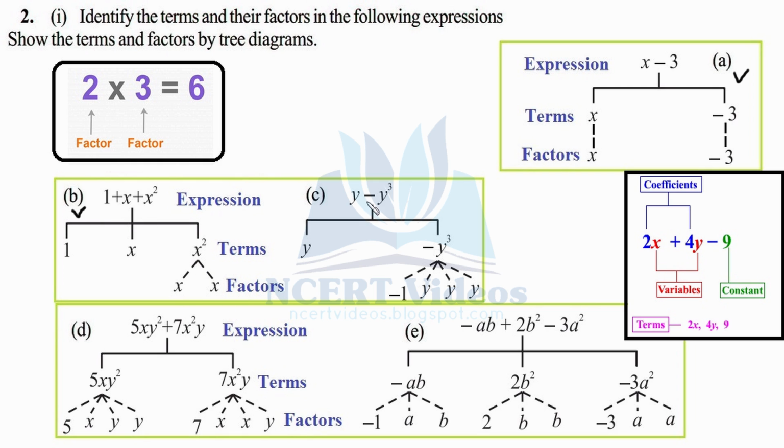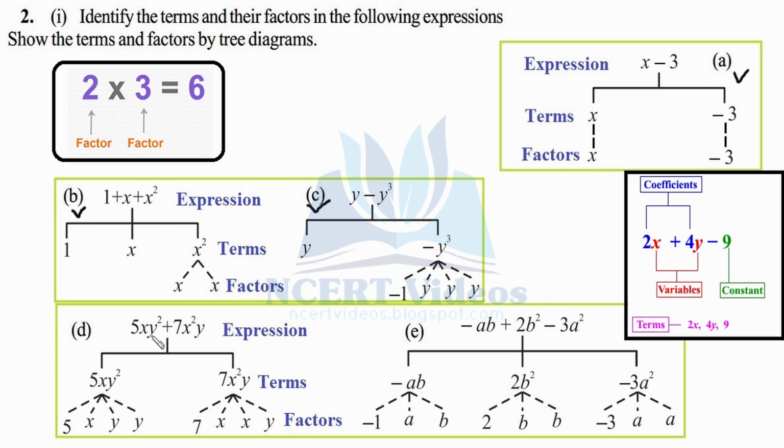That's B. C, y minus y cubed. So this is the expression, and terms are y and what here? Minus y cubed. Not only y cubed, it is minus y cubed, because when we add them, it will be y plus in bracket minus y cubed, and plus minus we give minus. Therefore, always remember to write the negative sign to form a term. So here we have 3 factors, minus 1, and here we have 3 y's because it is y cubed. So y, y, y. That is your C.